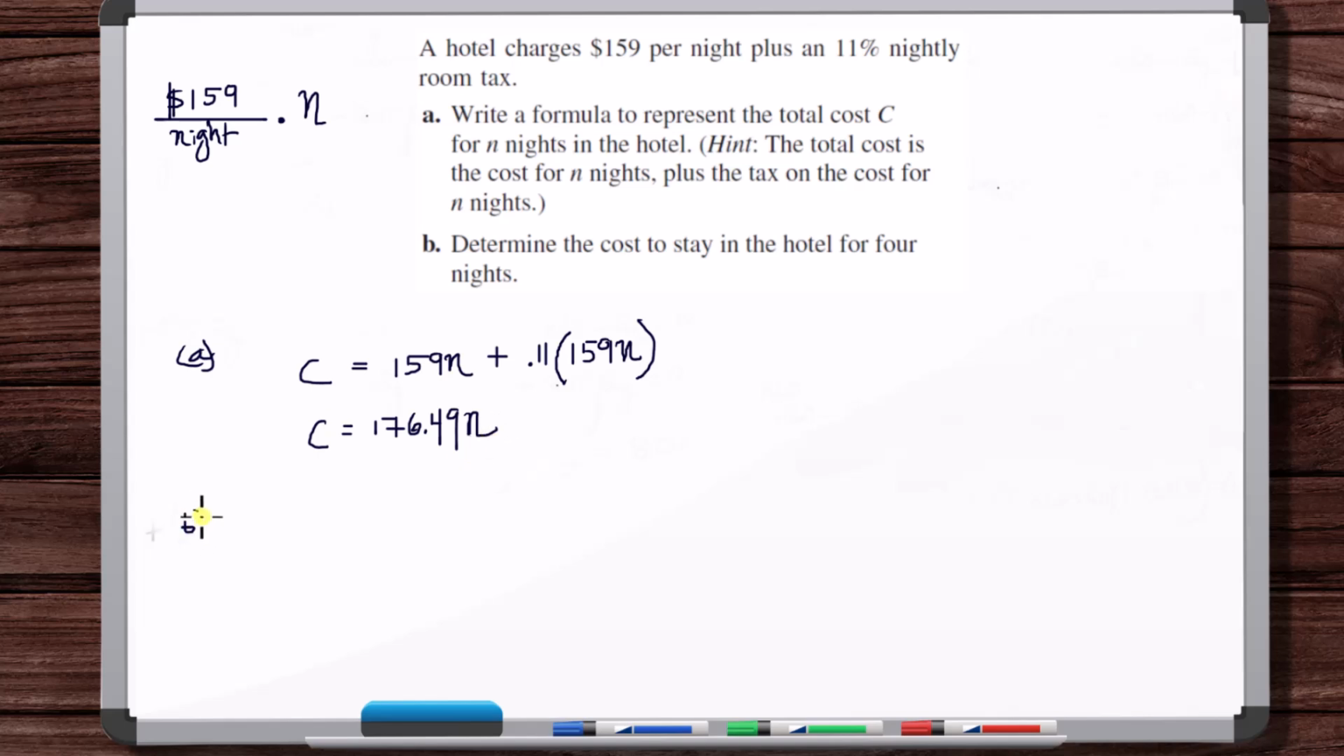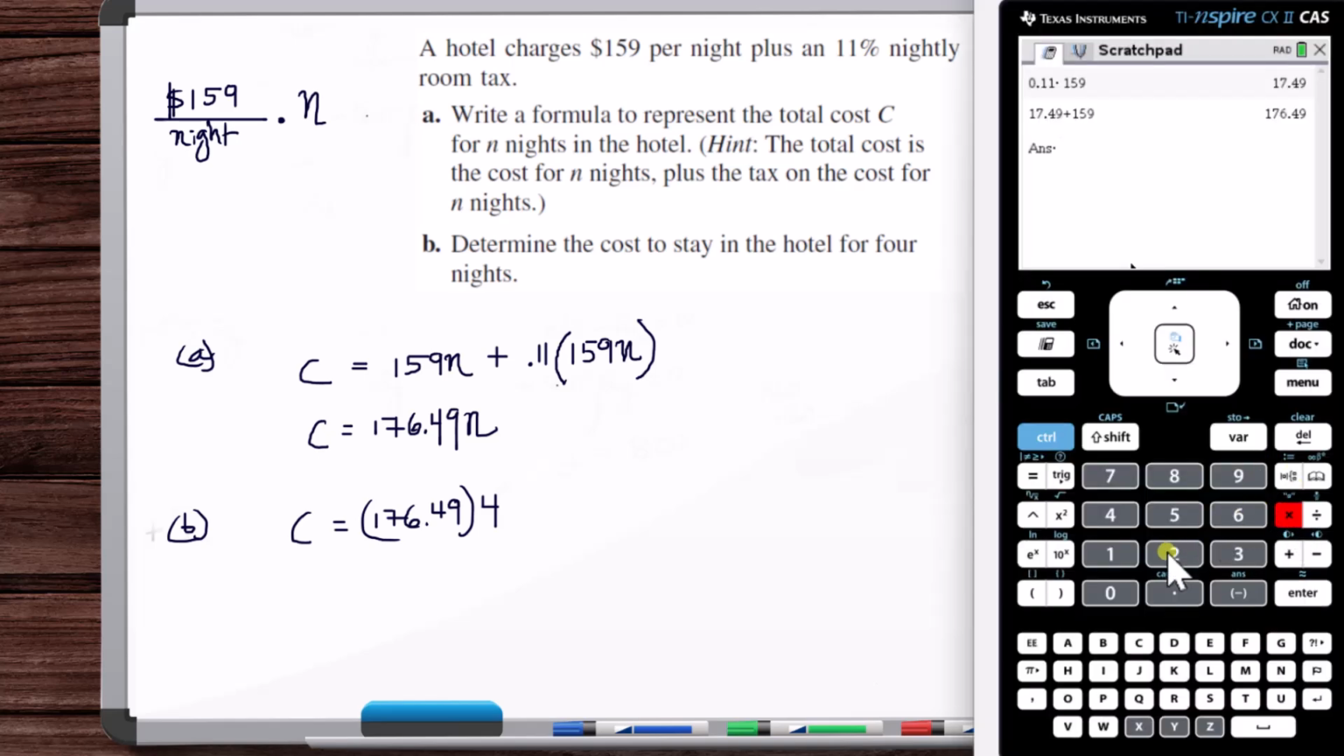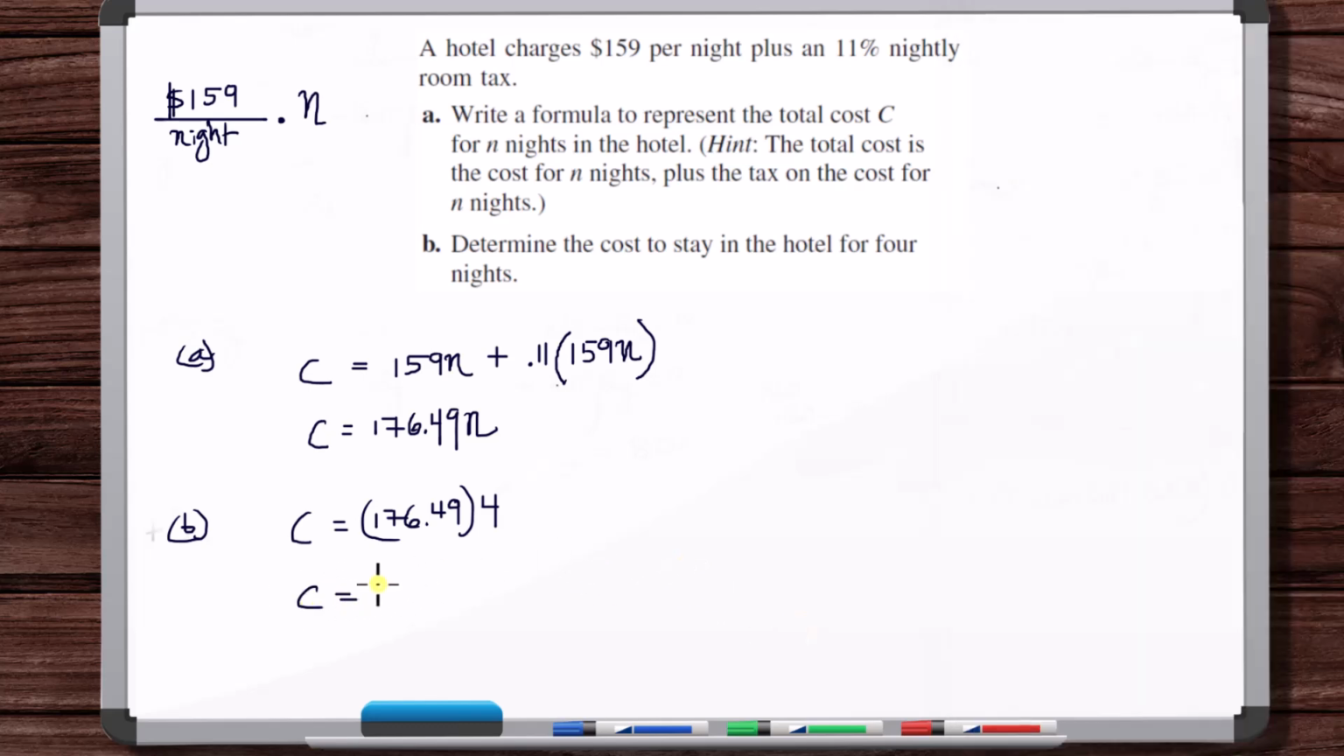Okay, part B. Determine the cost to stay in the hotel for 4 nights. Plug in N is equal to 4. So 176.49 times 4 is 705.96. And this is in dollars.